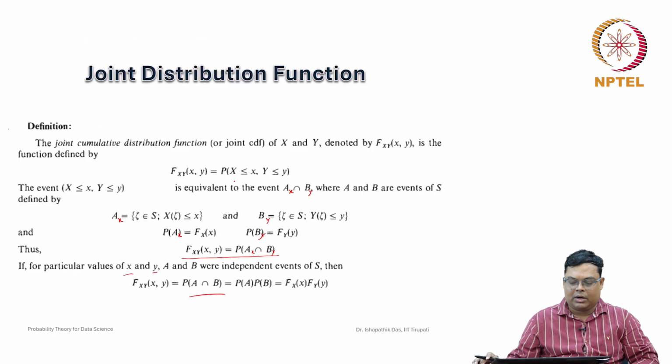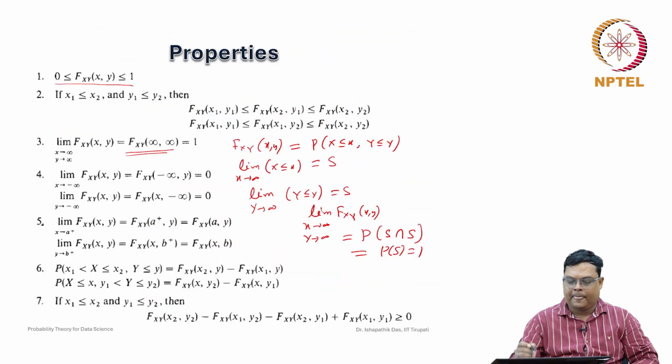Now, what about other properties? This is right continuous, that is, b plus is equal to F_XY(x, b). These are usual properties; you have already seen this kind of property in the univariate random variable case, where we have already discussed them. Now, we will discuss some more properties. This property is also equivalent, just a straightforward extension of the univariate random variable case.